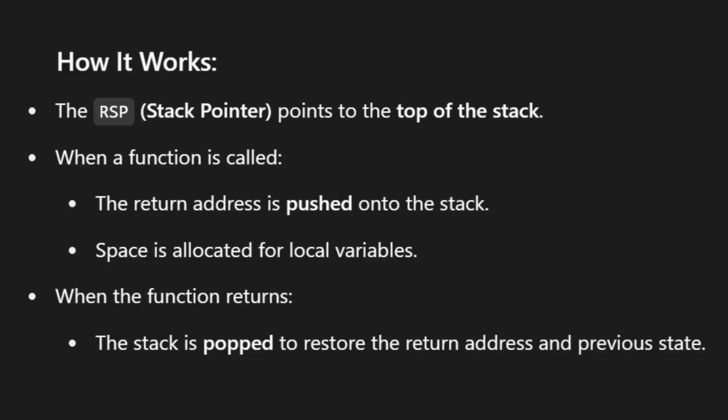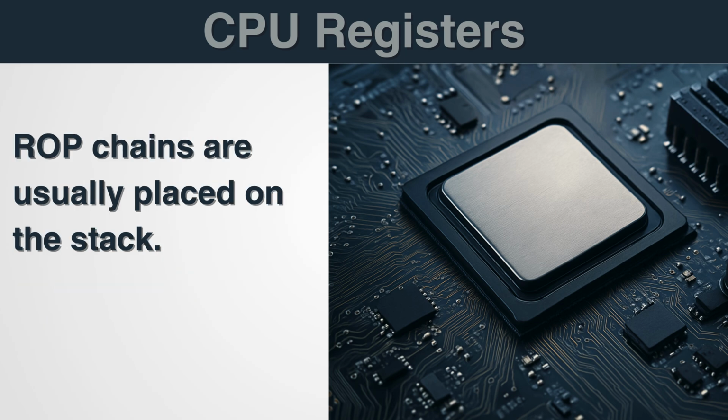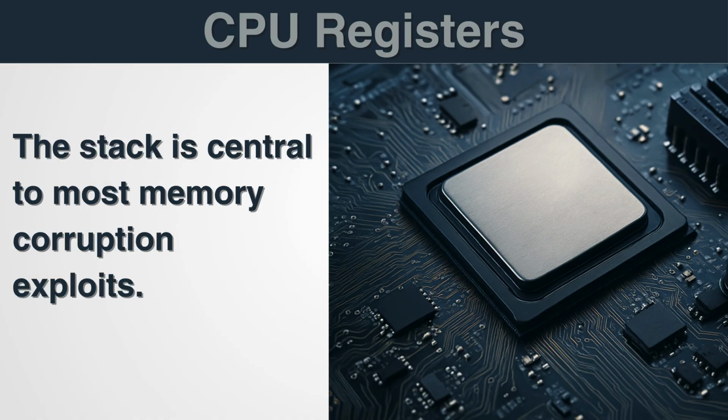When a function is called, the return address is pushed onto the stack and space is allocated for local variables. When the function returns, the stack is popped to restore the return address and previous state. And stack overflows can overwrite return addresses, enabling control flow hijacking. ROP chains are usually placed on the stack, and the stack is central to most memory corruption exploits.